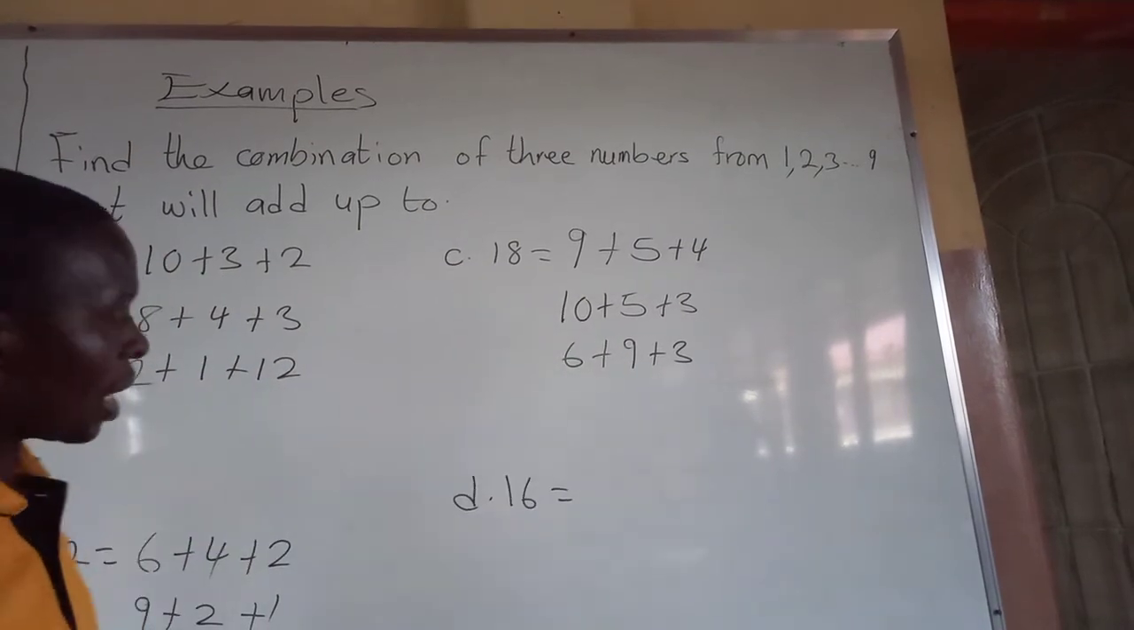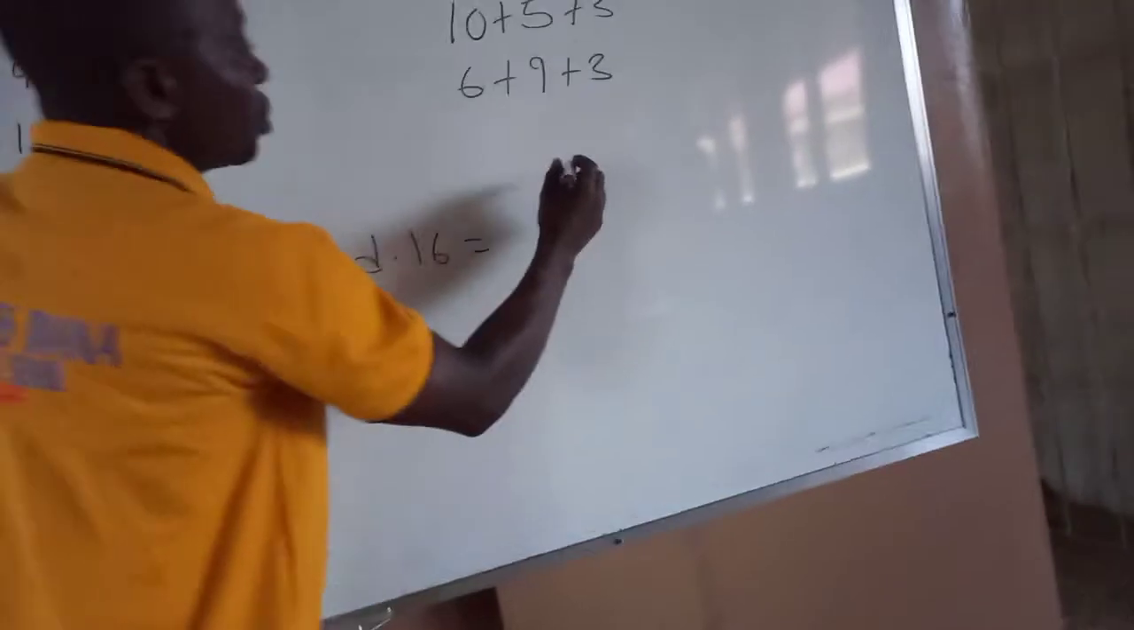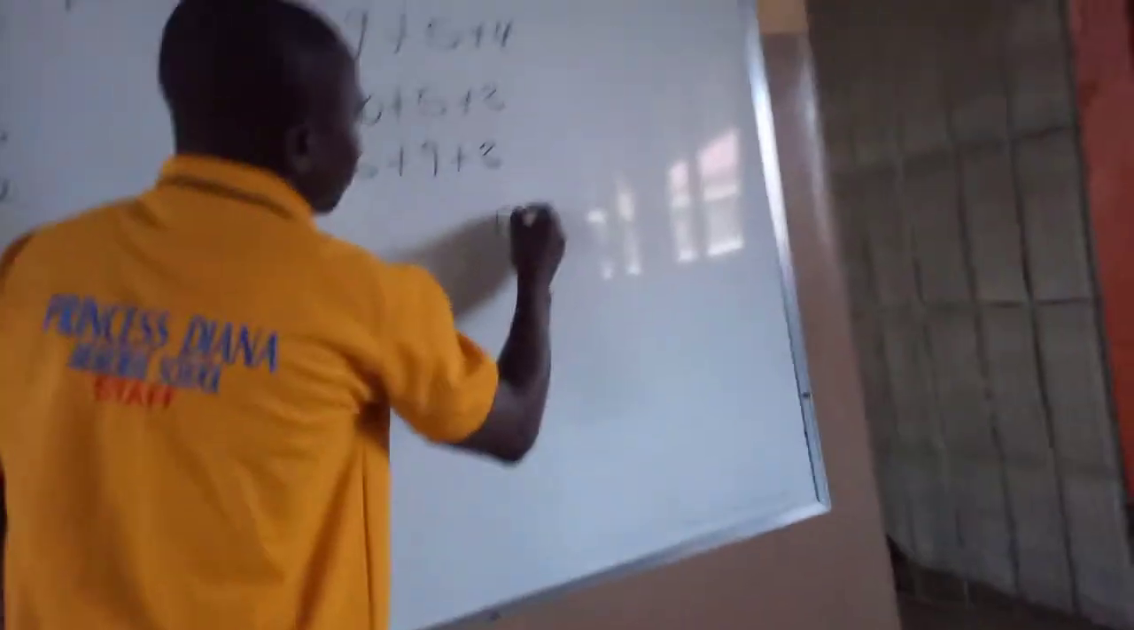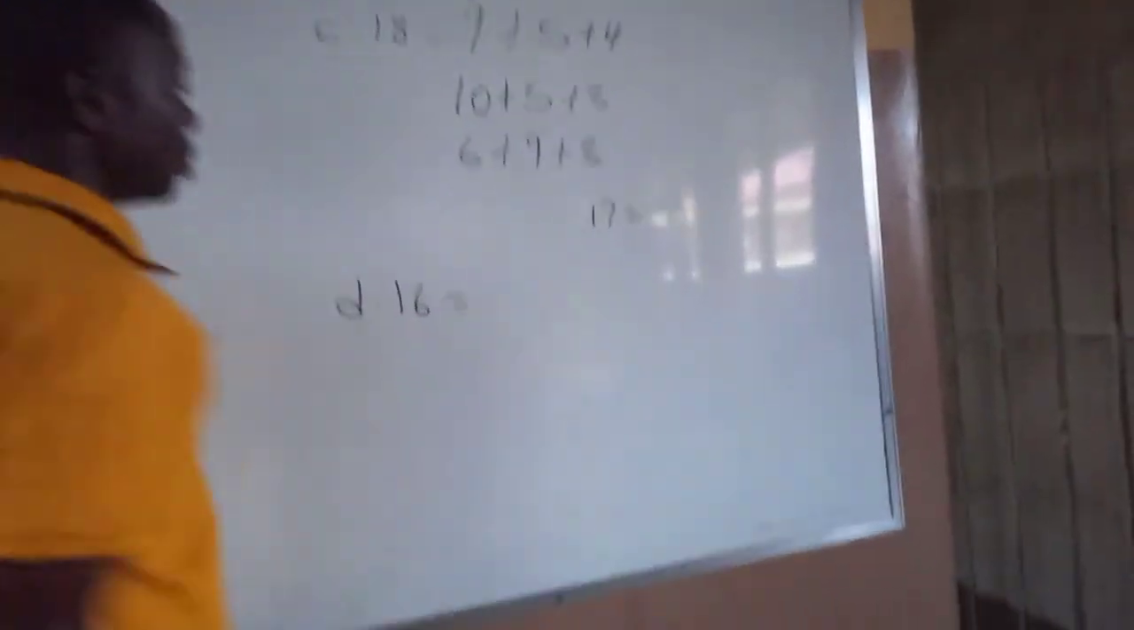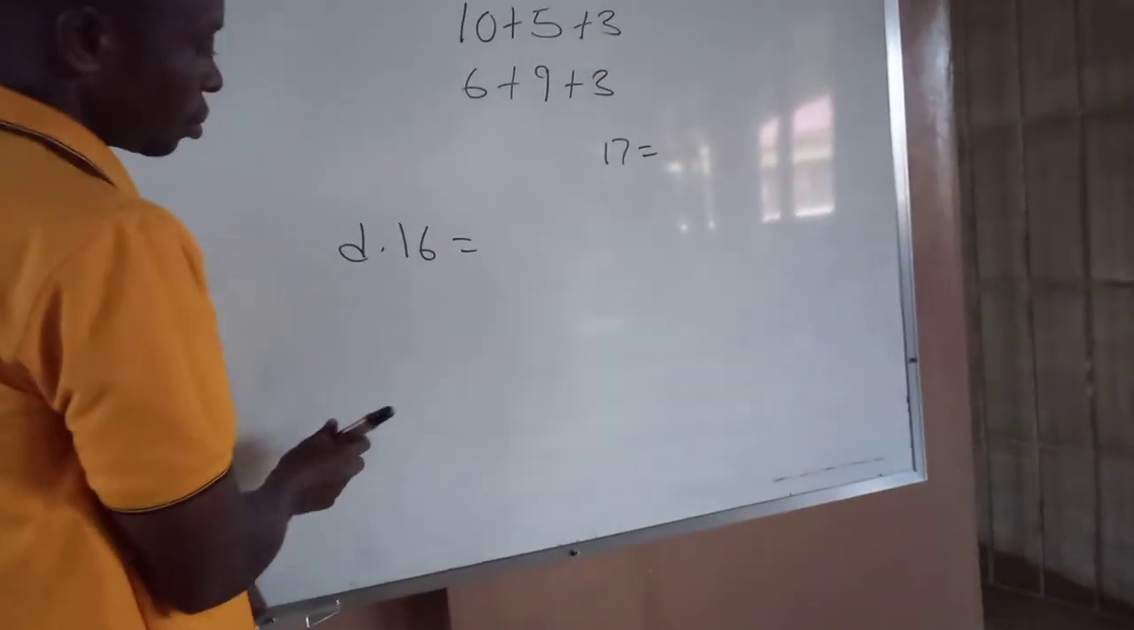Now let's look at our last example. That will give you something to try for me. We are going to try 17 for me at home. Try that one for me. Then let's look at this, 16.